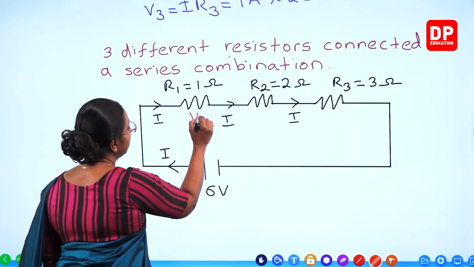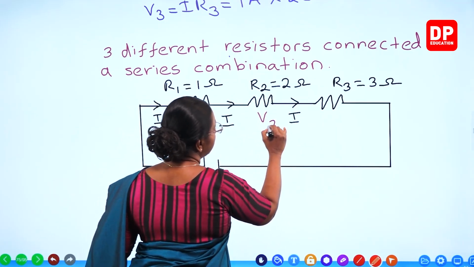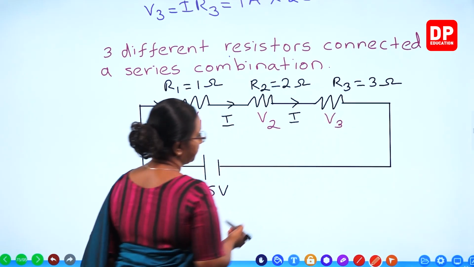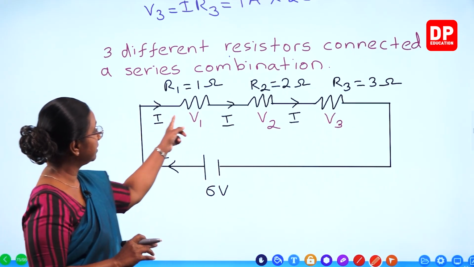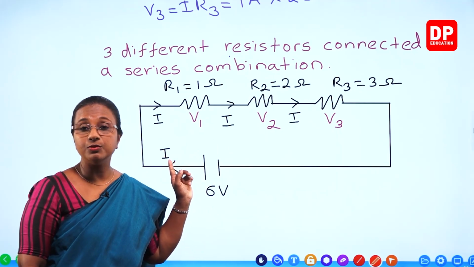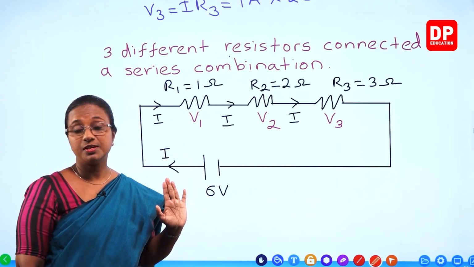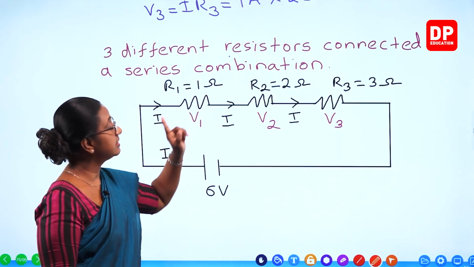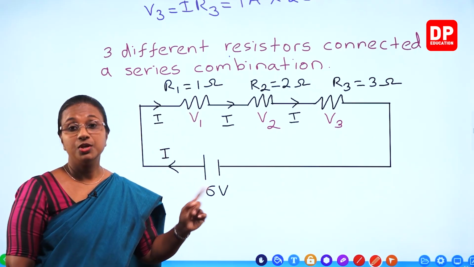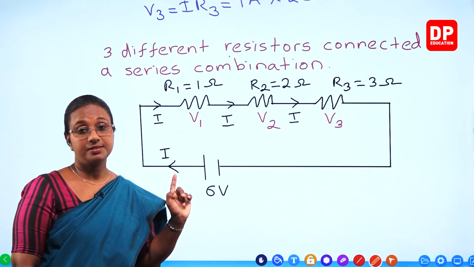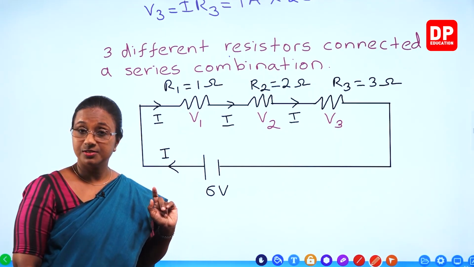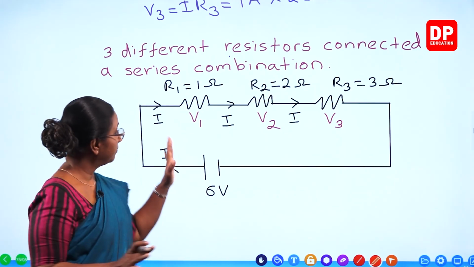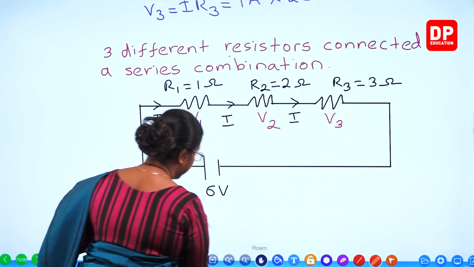But the potential difference here, that is going to be V1, V2, V3. Now earlier the resistors had equal values, so the potential difference was also equal. But here the resistors have different values. So according to the resistors, the potential difference is going to vary. We will see how that happens.